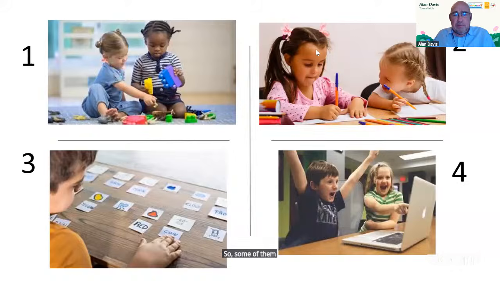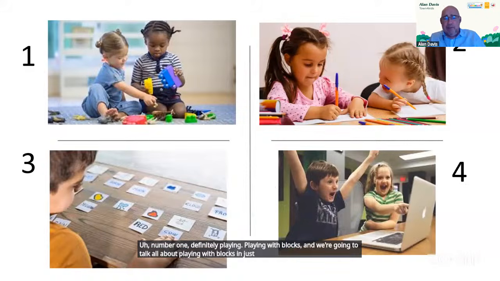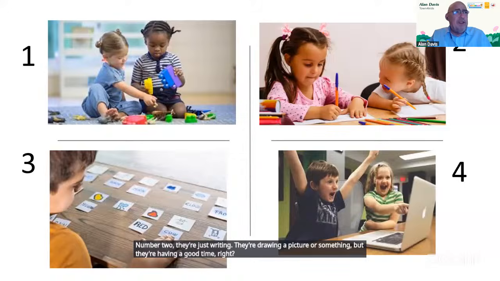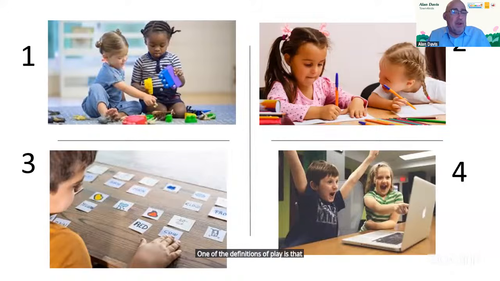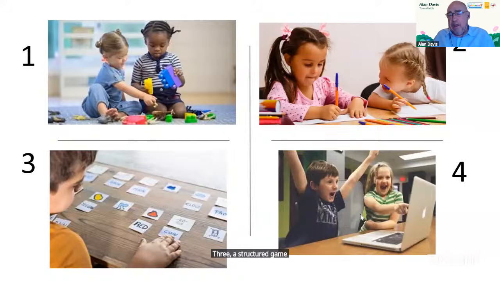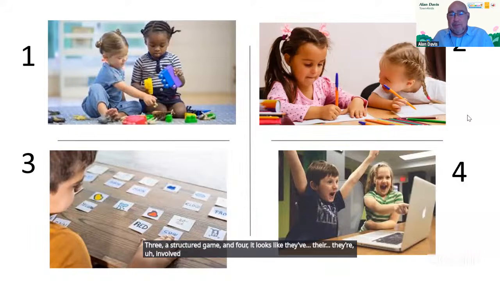Some of them are more of one than the other, right? Number one, definitely playing with blocks. And we're going to talk all about playing with blocks in just a second. Number two, they're just writing, drawing a picture or something, but they're having a good time, right? So one of the definitions of play is that we are enjoying it. We're having a good time. Three, a structured game. And four, it looks like they're involved with something on the computer. And the little boy looks particularly happy, right?